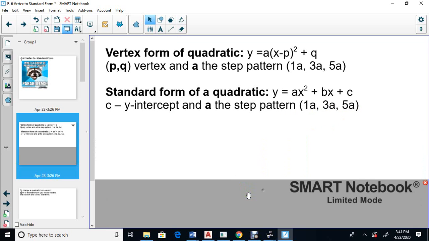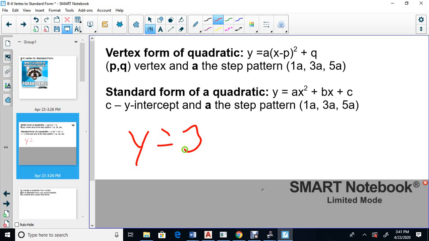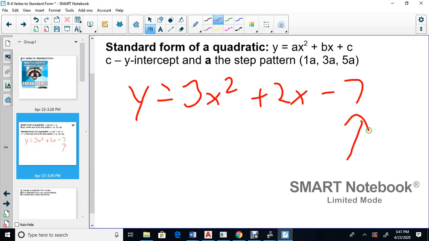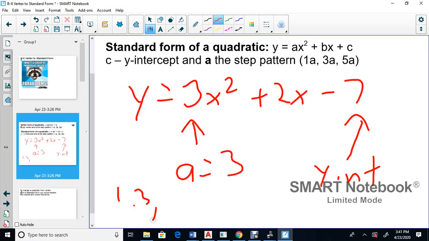So in standard form, I'll put something in standard form. We've seen a lot of vertex form, so I'll actually do a standard form. Y equals 3x squared plus 2x minus 7. The negative 7, the number at the very end here, is the y-intercept. And this is still our A. It's still our step pattern. A is 3, so if we were to graph, it's still the same, all those values times 3. It's our step pattern. And we know this one opens up because it's positive. If I put a negative there, it would open down.